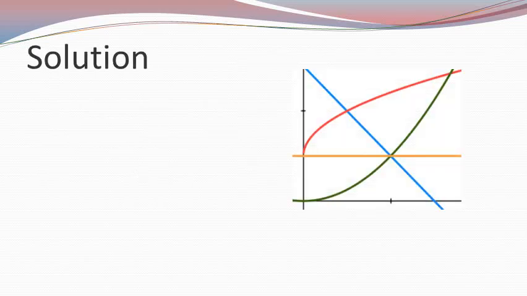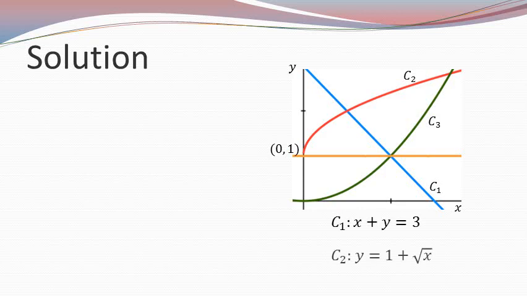Well, first of all, let us plot the various graphs and label the axis. Now the straight line is curve 1, the upper parabola is C2 and the lower one is C3. Now the upper parabola C2 touches the y-axis at the point 0, 1. Now let us also write down the equations of the three curves. So C1, C2 and C3.